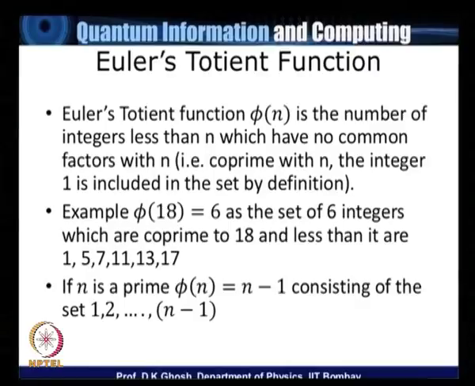So, Euler's totient function corresponding to a number n, integer n, is the number of integers which are less than n, which have no common factors with n. I will illustrate what I mean by an example. Now, when we say two numbers have no common factors, one also uses a phrase that these two numbers are co-prime. Remember, we are not talking about two numbers being primes. We are simply saying that two numbers are co-prime. It means there is no common factor between them.